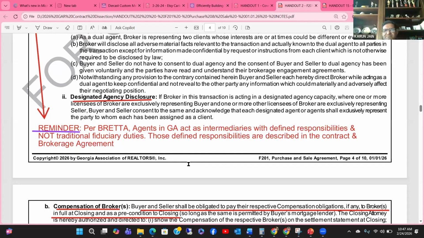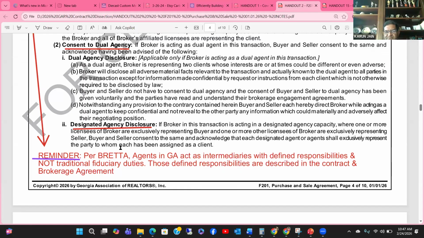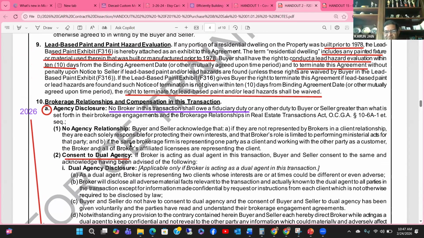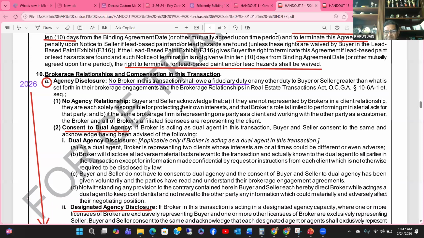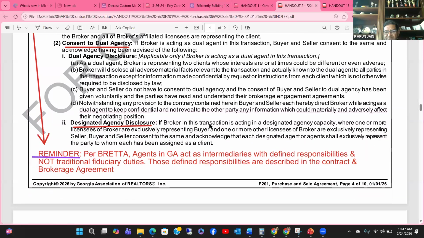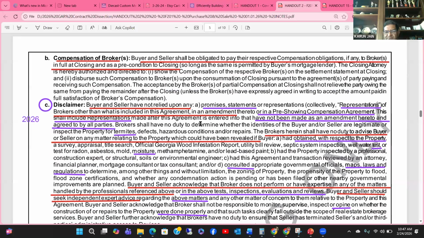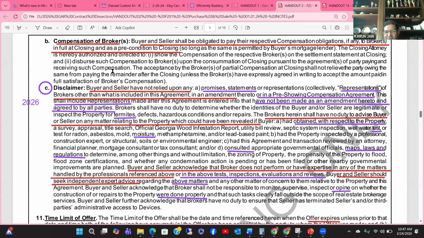That's just one example of not being a fiduciary. You can't keep the seller's secrets, and you are not responsible for their money. That's another part of being a fiduciary. So again, in 2026, the Georgia GAR Forms Committee just helped us by writing that out. That's not new. It's basically what is in the license law. And then compensation of brokers, this describes that, and that does survive closing. It is required for closing.